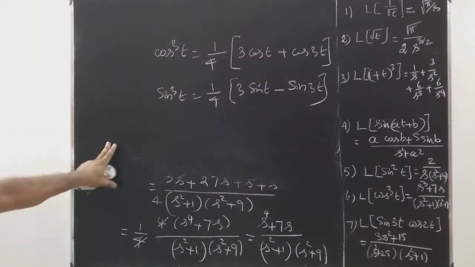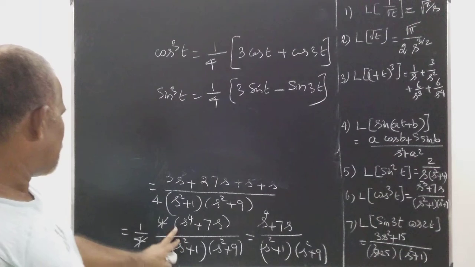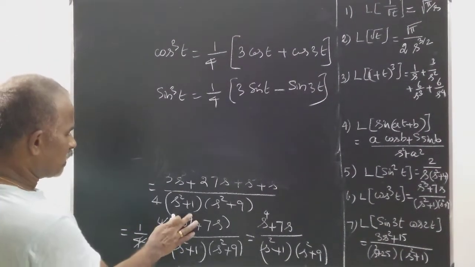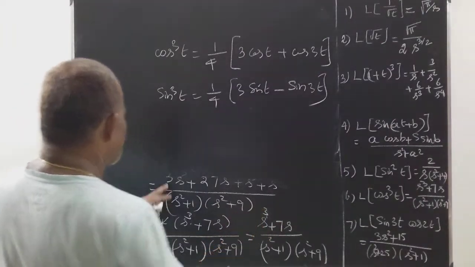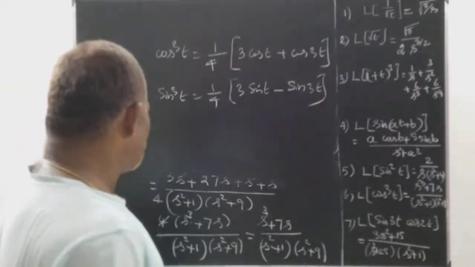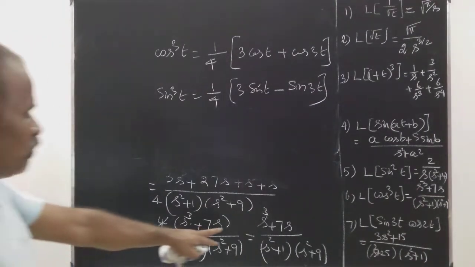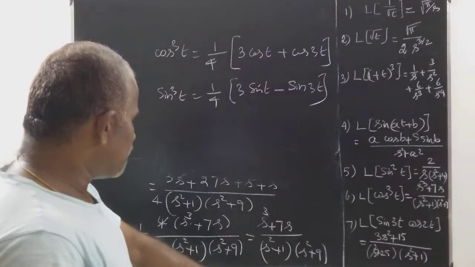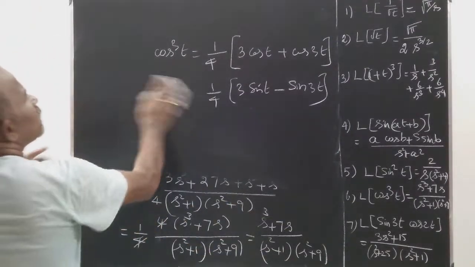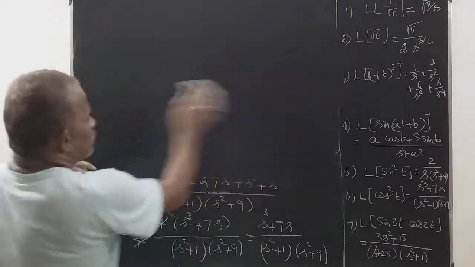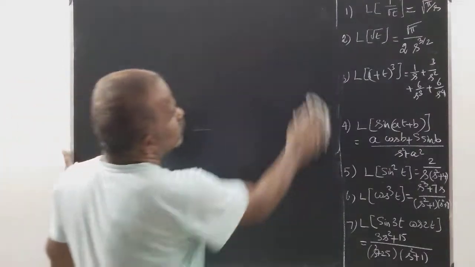So okay. So therefore the answer for the sixth problem is s cube, not s power 4. Here is s cube plus 7s, because 3s cube plus s cube. So everything is s cube. So therefore s cube plus 7s divided by s square plus 1 into s square plus 9. Okay. So you have to be very careful when you simplify.